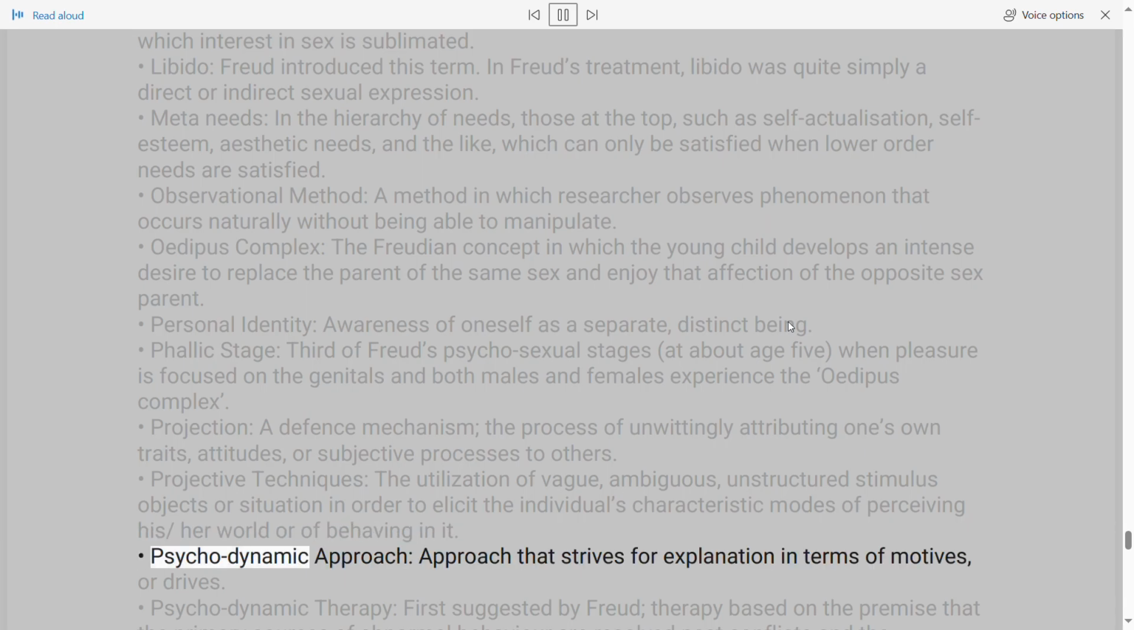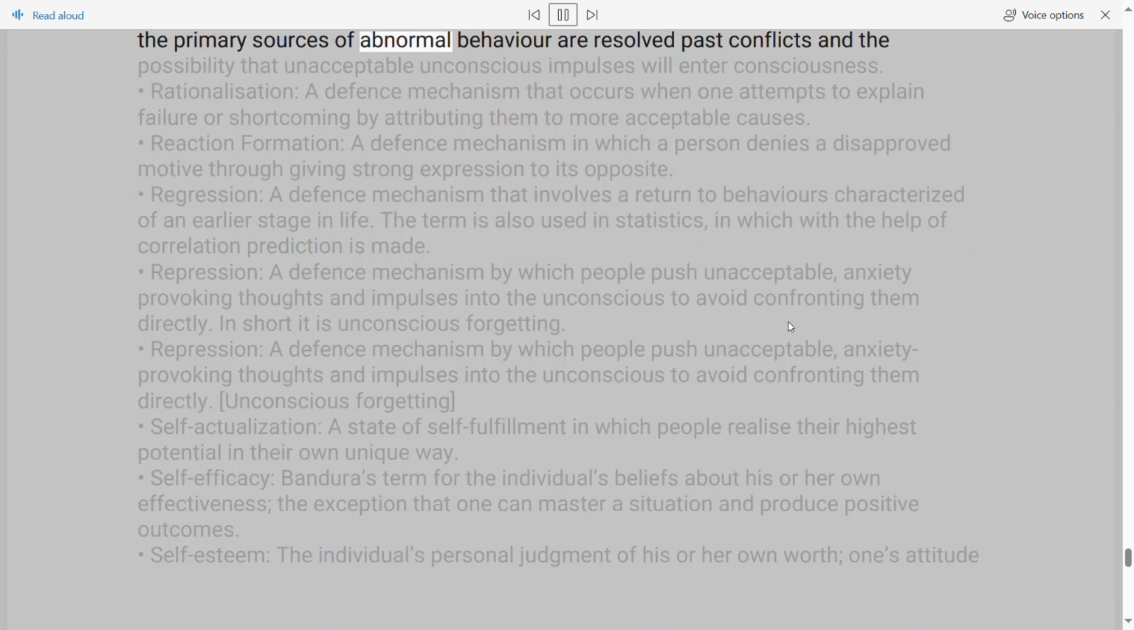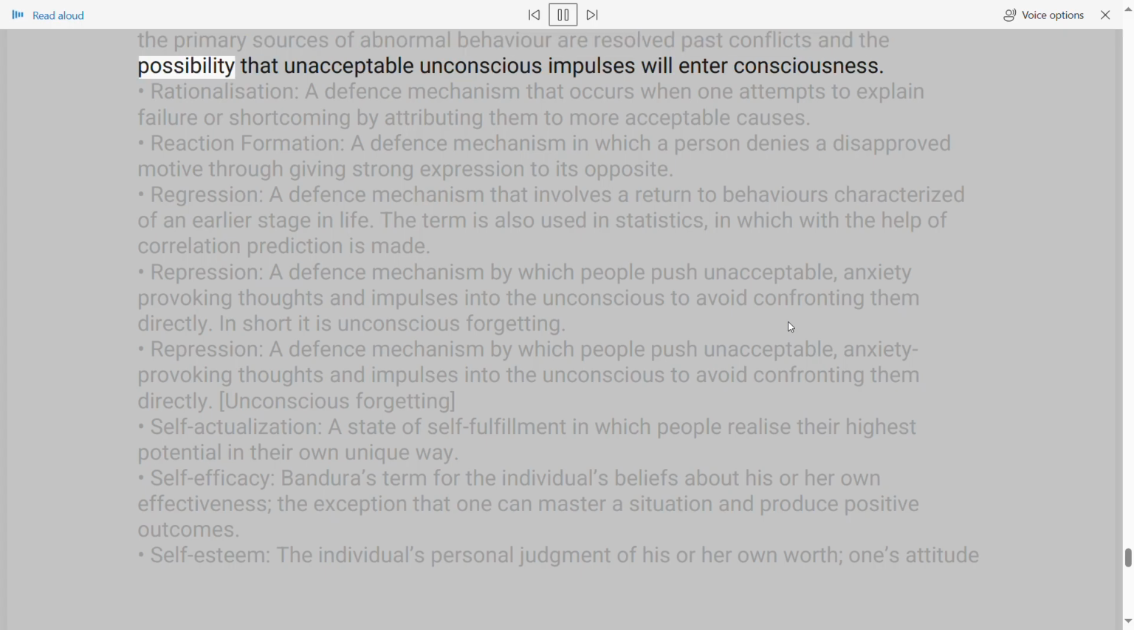Psychodynamic, approach that strives for explanation in terms of motives or drives. Psychodynamic therapy, first suggested by Freud, therapy based on the premise that the primary sources of abnormal behavior are unresolved past conflicts and the possibility that unacceptable unconscious impulses will enter consciousness.